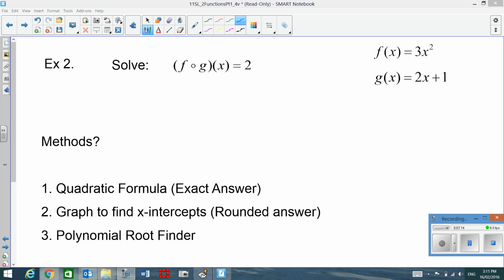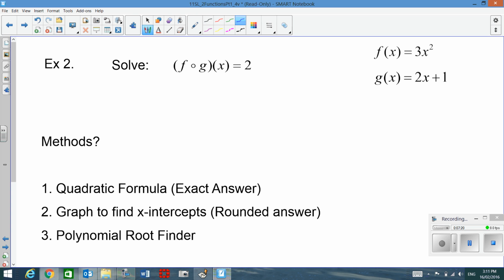And last but not least, notice that the 2 is now in a different place. In the last example, your 2 was in place of the x. However, now the 2 is in place of your y value, or your output. So notice the difference in where that 2 is located.